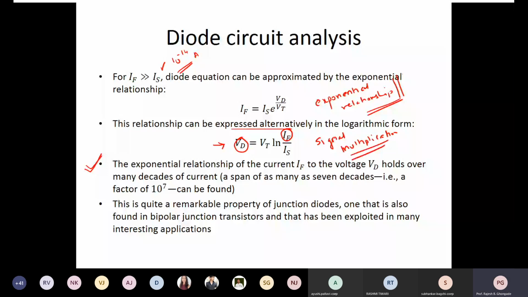Many times you require to multiply signals, as you will see later on in some other courses, that signal multiplication is many times required. So this is a very important property of junction diodes, and it is also found in bipolar junction transistors, and can be put to use for many interesting and very effective applications. Now let us consider the forward IV relationship and evaluate the current I1.